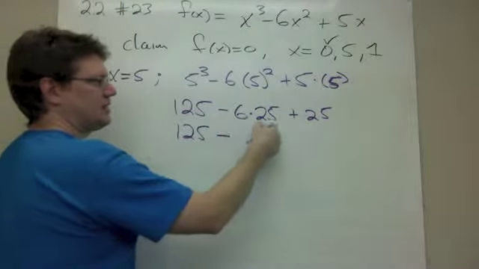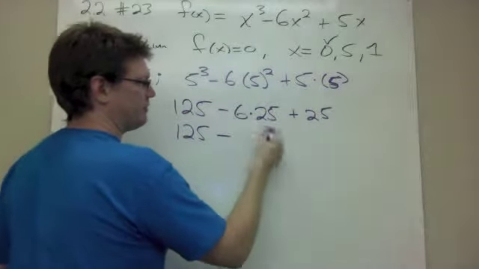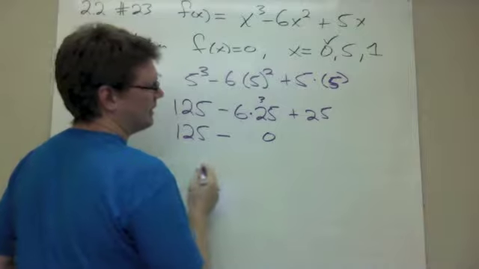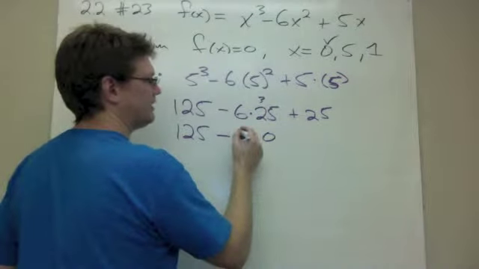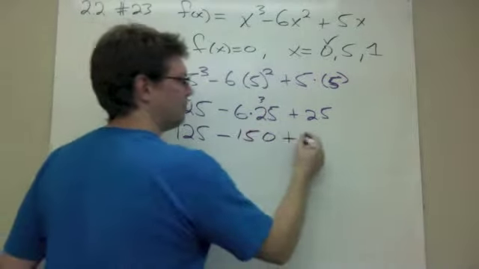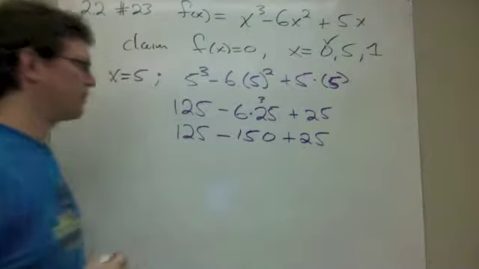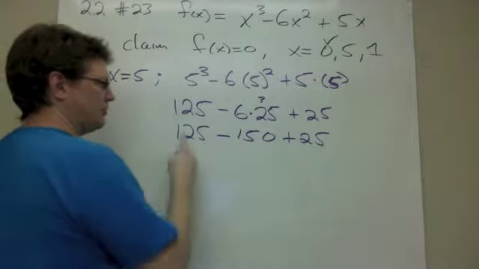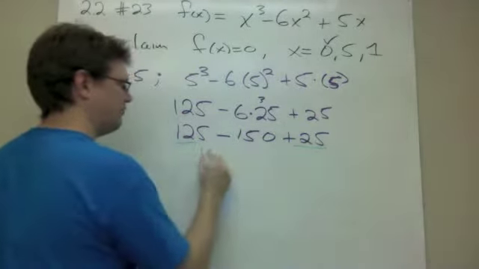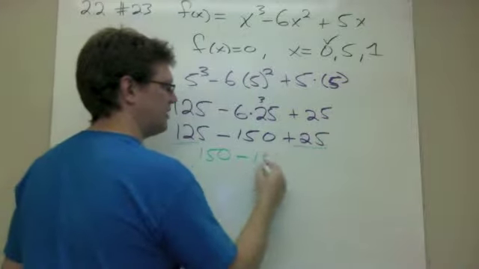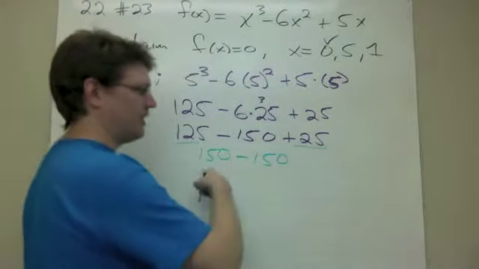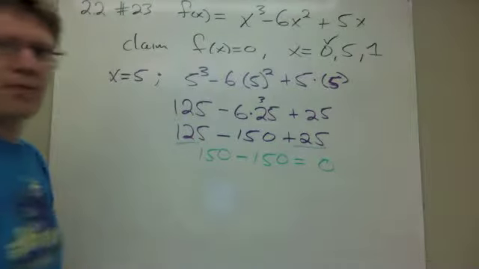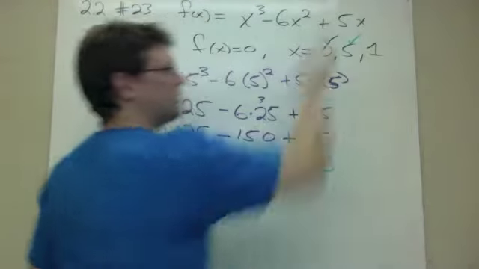125 minus 6 times 25. 6 times 25: 5 times 6 is 30, 6 times 2 is 12, carry 12, add the 3, this is 150, plus the 25. Now we can gather up the positive pieces. 125 plus 25 is 150. 150 minus 150, well, this is the same thing subtracted by itself, so we get a 0. So that one also checks out.